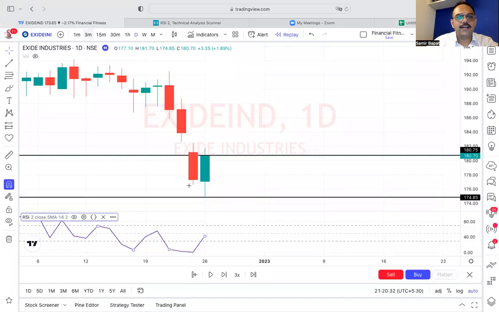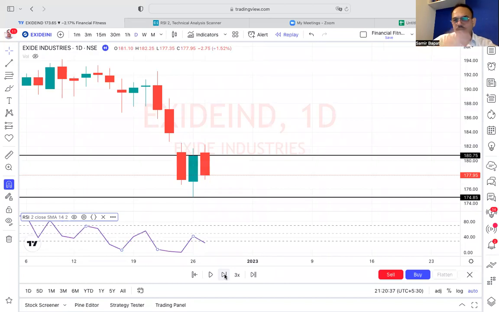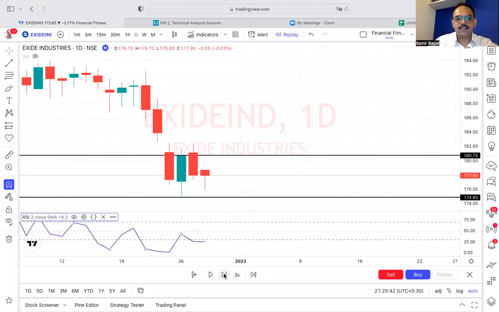So let's go ahead. Now, after we have taken the trade, next day, it has not gone up, it has not hit our stop loss. Day 1 has passed. Day 2, okay, it has come here. Our stop loss is still here. Our entry is here.